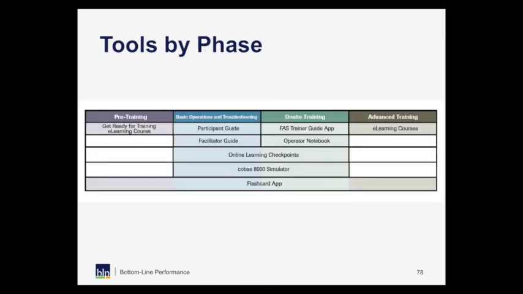Here's another graphic showing the different types of tools that we created by phase. In the pre-training, they're doing e-learning. In the basic operations and troubleshooting, it's an ILT session, so they're doing participant guides and facilitator guides. They have online checkpoints. They're using a simulator. And then I'm very excited to show you this FAS trainer app that was being used for the on-site training.